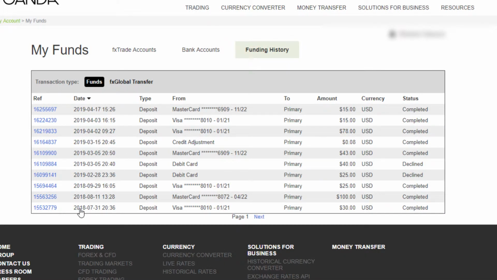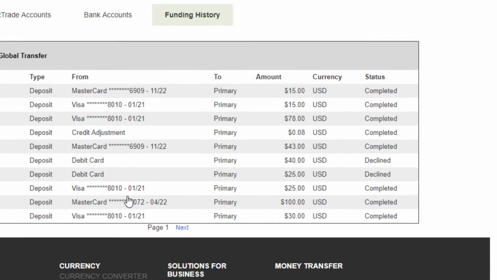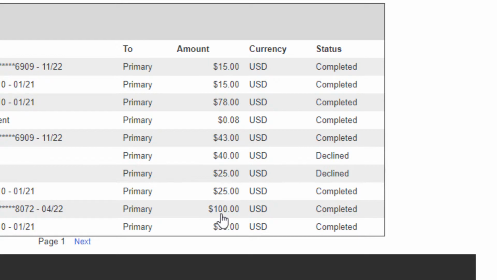Then we have 2018 all the way up through 2019. You can see again $30, $100. So I haven't deposited that much money in total. I would say it's probably maybe 400, 500 bucks. I'm not even sure what it is. And that's starting from early 2017 all the way up till now, 2019.